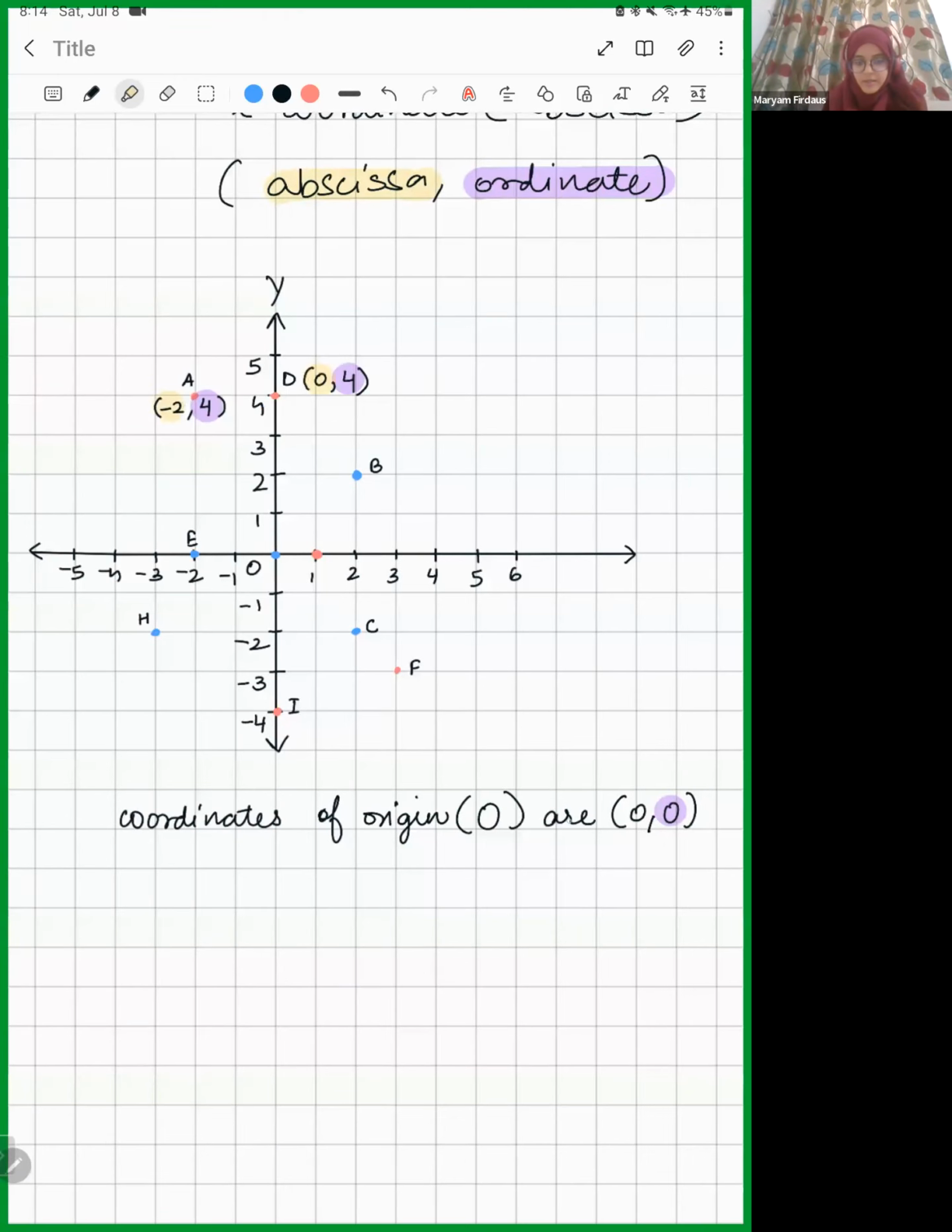Okay, abscissa is 0. Excellent. So let me just write it over here: 0, 0. All right. Now, Abdul Rahman, it's your turn. Point B. What are the coordinates of point B?